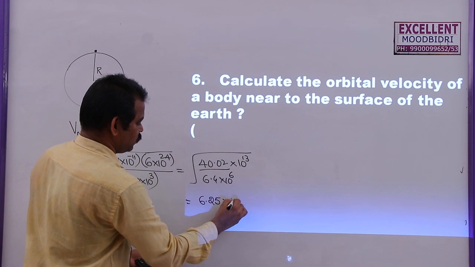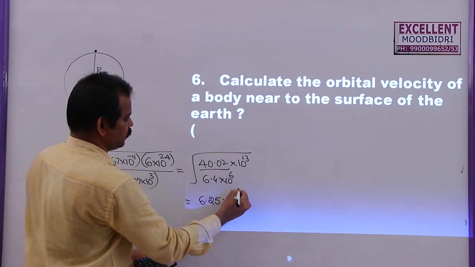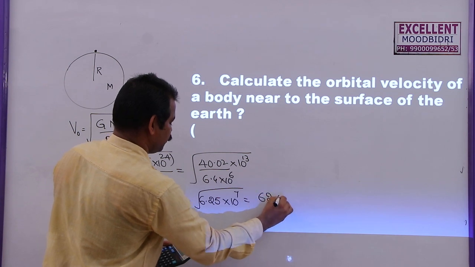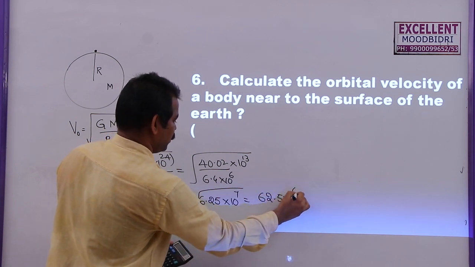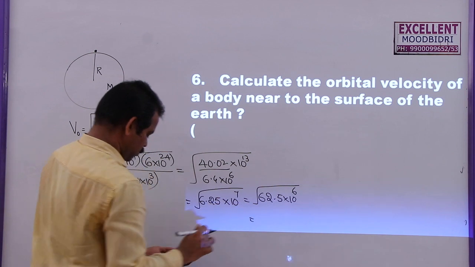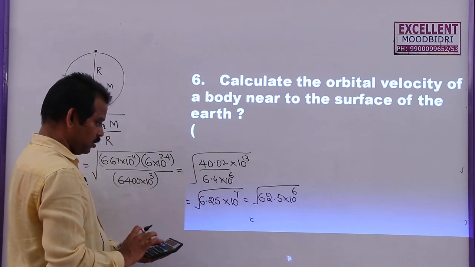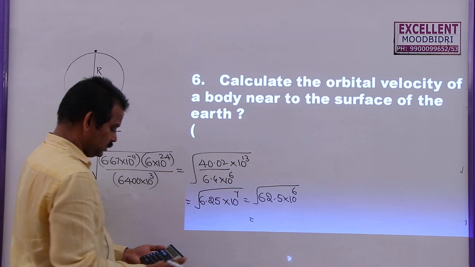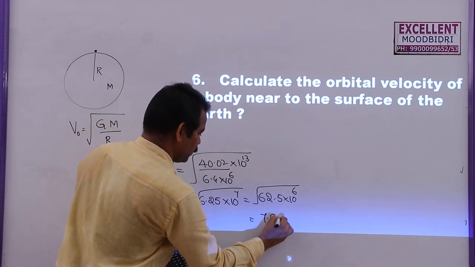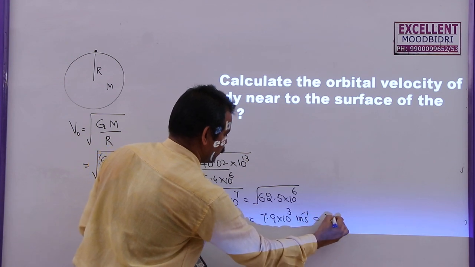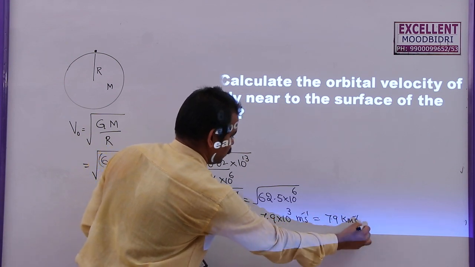6.25 into 10 power, when 6 goes up, this will become 7 under root 2, or 62.5 into 10 power 6 under root 2. So what is this 62.5 under root 2? This is 7.9 into 10 power 3 meter per second, or 7.9 kilometer per second.